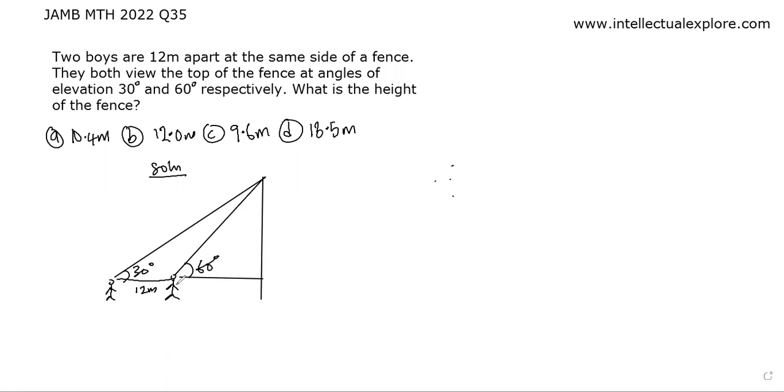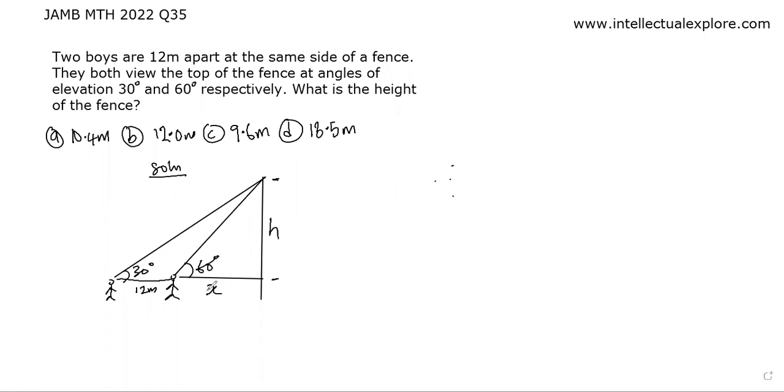But we don't know their distance from the fence. So now we are looking for the height of the fence. That's the height, from here to here. Here that we don't know, that's the distance of the second person from this place. We'll call it X since we don't know.